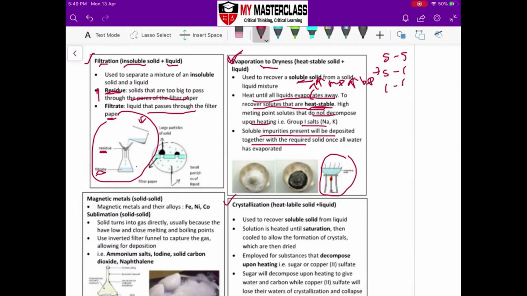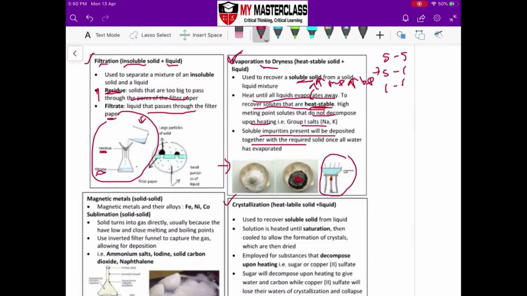Okay, so for example, if the substance is not heat stable and you try to heat it, it will turn black. When it turns black, they decompose. When they decompose, it means their melting point is pretty low, and it will break down into simpler elements or simpler compounds. So when you heat it, you cannot heat until all your water is gone because the solid is not heat stable.